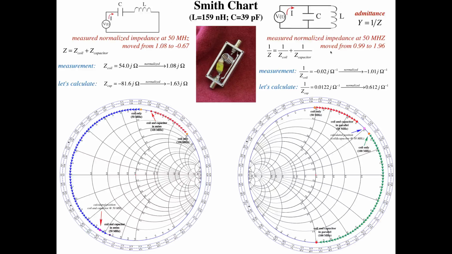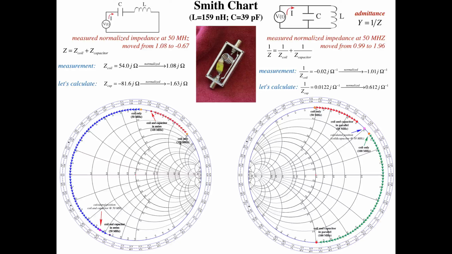Again, as we just mentioned, when dealing with parallel circuits, it's best to deal with the admittances. So the measurement showed that the admittance of just the coil is minus 0.02, and if you normalize that, that's minus 1.01. Now, where do I put that on the Smith chart? What you'll notice here is I have a different looking chart. This chart is an admittance chart, and it's basically the mirror image of this chart.